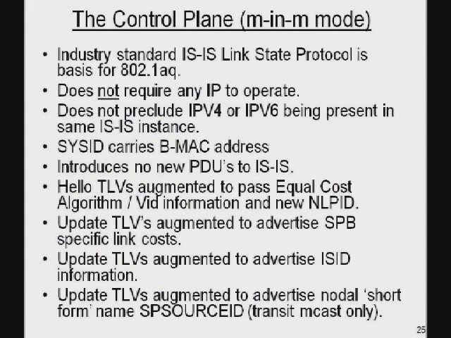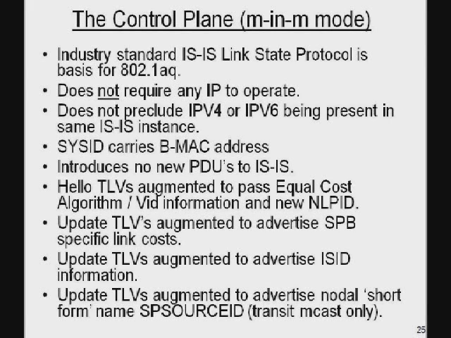So the control plane. What happens with the control plane? Well, as I said, it's an ISIS link state protocol as the basis for 802.1aq. Nice thing about this is we don't need IP to operate. ISIS can operate strictly layer 2 without IP. That doesn't preclude the use of IPv4 or v6 in parallel with AQ in the same ISIS instance. It's just not mandated or discussed in the standard.